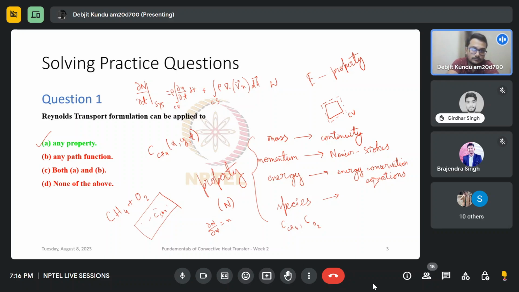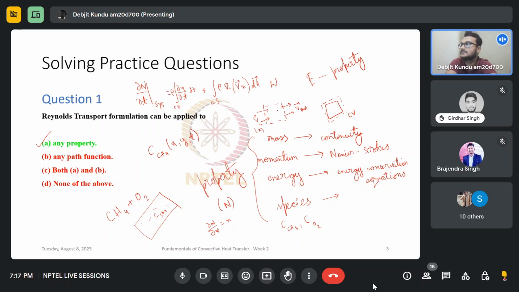So apart from getting into the math of it, what it tells is that if there is a control volume like this, and there is a flow, let's say with v in, there is a flow out of it, v out, and that flow is carrying some property n with it.